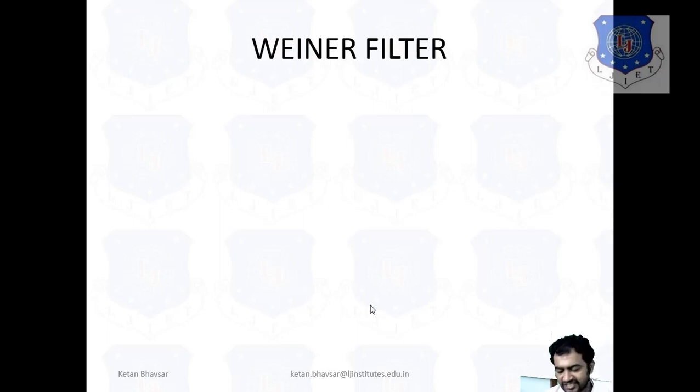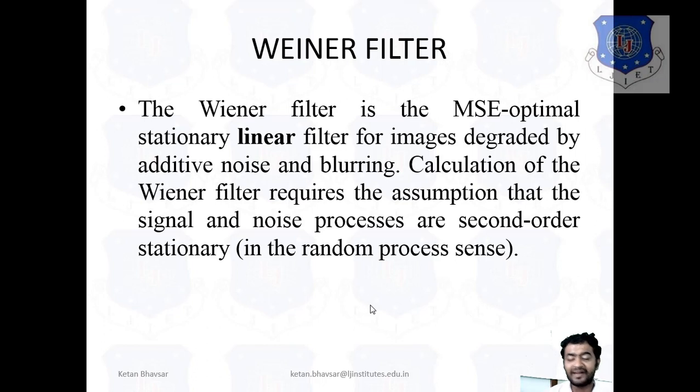Now we move on to the next topic. It's the Wiener filter, and it is also a very popular filter as compared to the adaptive, mean, median, arithmetic, and Gaussian filters. Now, what exactly is the Wiener filter? The Wiener filter is an MMSE optimal stationary linear filter for images degraded by additive noise and blurring.